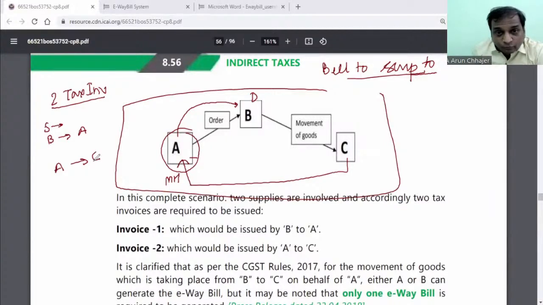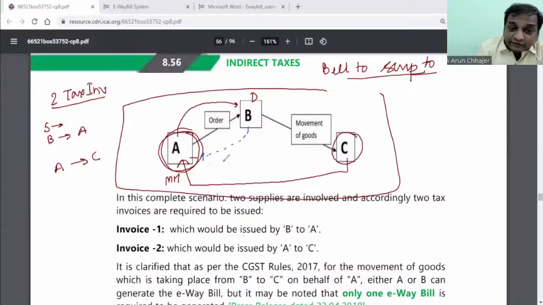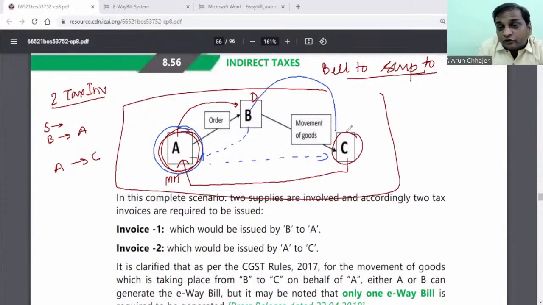But the moment he is purchasing the goods, whatever the requirement of C is, do you think that goods will first be moved from Delhi to Maharashtra and then again from Maharashtra to Delhi? Will it move like this? The answer is no. A will give the instruction to B that please deliver the goods at this location in Delhi.